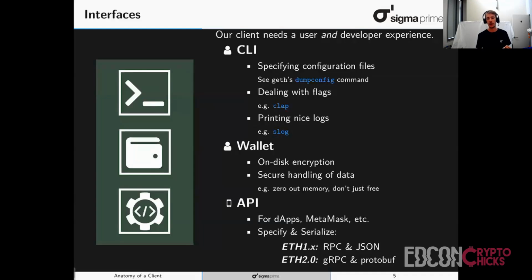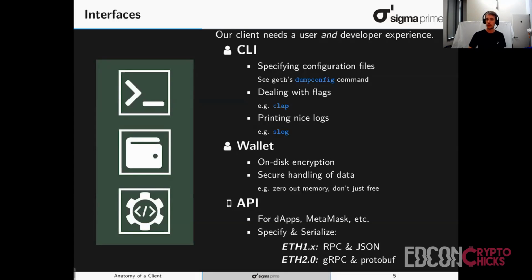In Eth1.0, it's usually called the JSON RPC. RPC stands for remote procedure call, and JSON is our serialization format. So to interact with Ethereum 1.0, you typically send HTTP or WebSockets requests to the client, which are JSON encoded messages. In Ethereum 2.0, we've decided to move to something a little bit more sophisticated, and that's called gRPC.